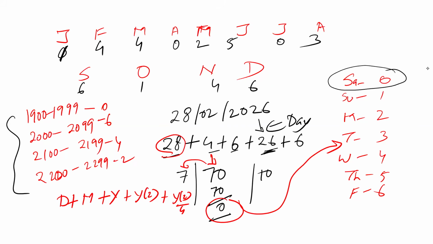Before 1900, the same code will repeat. If you go back, again 2460 will come. If you go forward, after 23, 0642 will repeat. 0642 will repeat as a cycle.